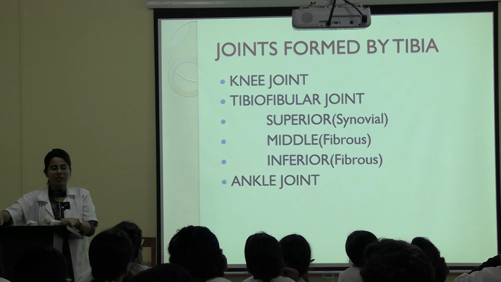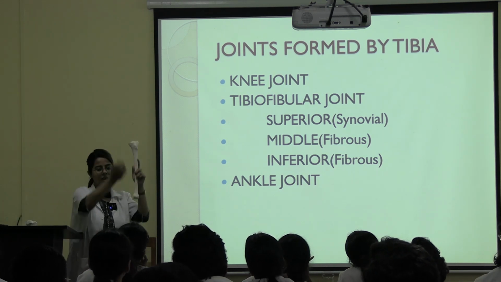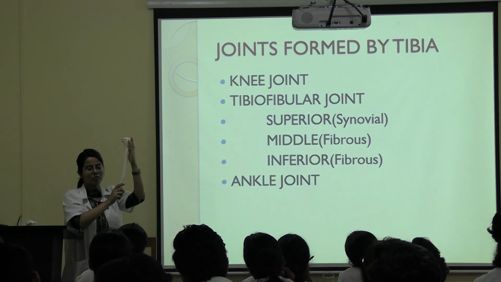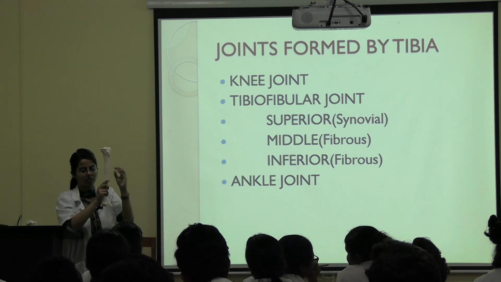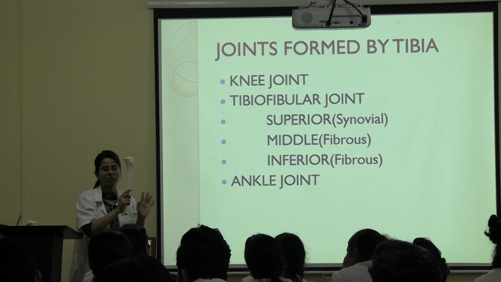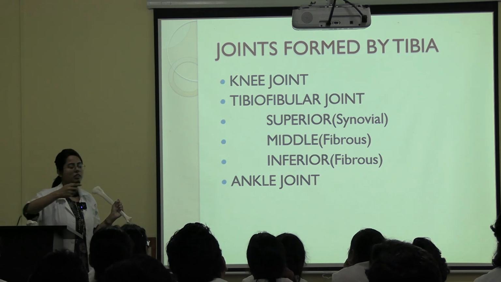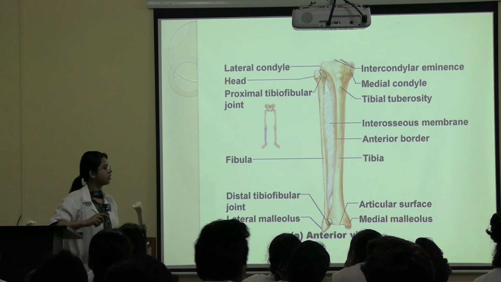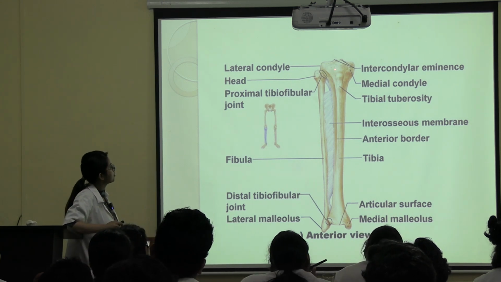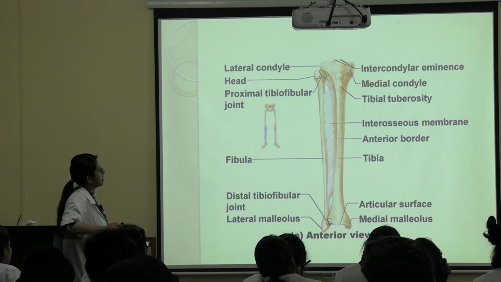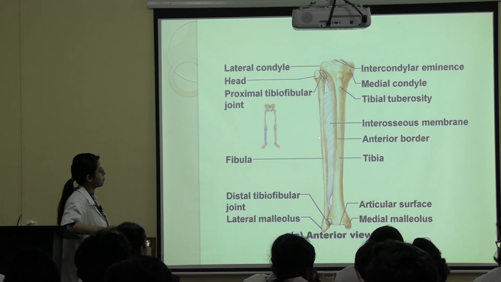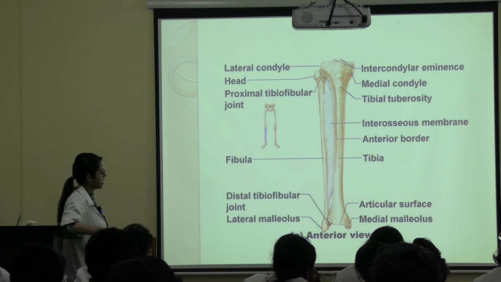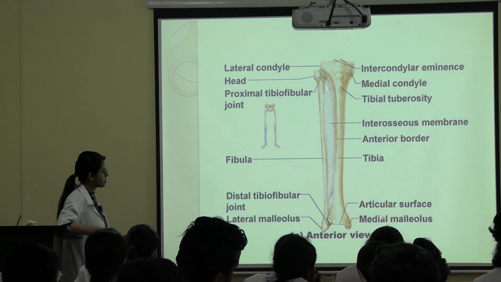Now, joints formed by the tibia, you can tell what the joints are. Knee joint. Which bone is present laterally? Fibula. So the tibiofibular joint: superior, middle and inferior or distal. Knee joint, ankle joint, tibiofibular joint. The proximal tibiofibular joint is between the head of the fibula and the upper end of the tibia. The middle is by the interosseous membrane, connecting the shaft of fibula and tibia, and the distal tibiofibular joint is between the lower end of tibia and fibula. This is the medial malleolus.